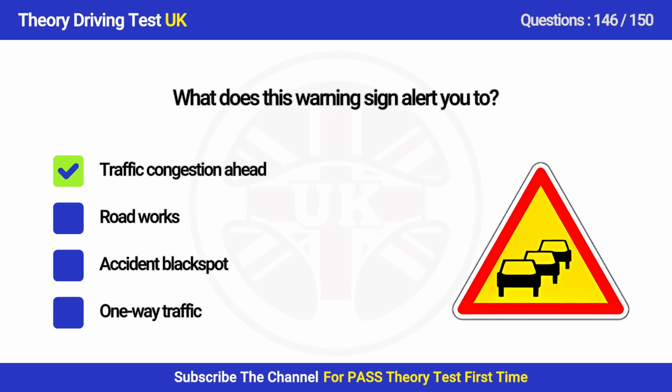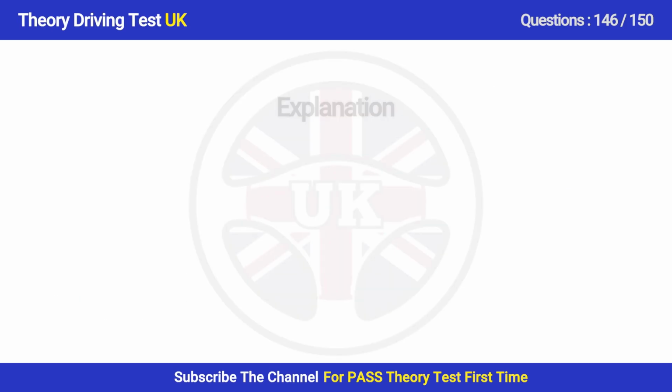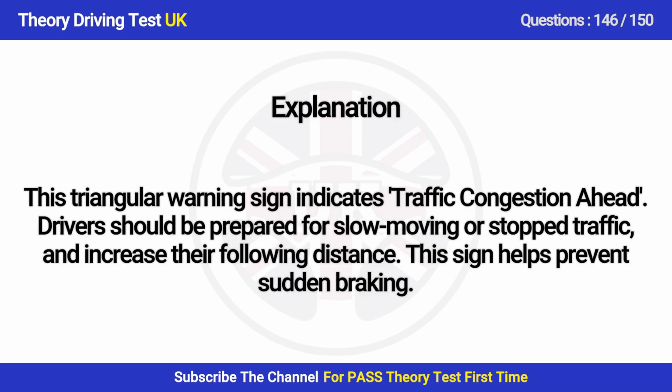Answer is A. Traffic congestion ahead. This triangular warning sign indicates traffic congestion ahead. Drivers should be prepared for slow-moving or stopped traffic and increase their following distance. This sign helps prevent sudden braking.